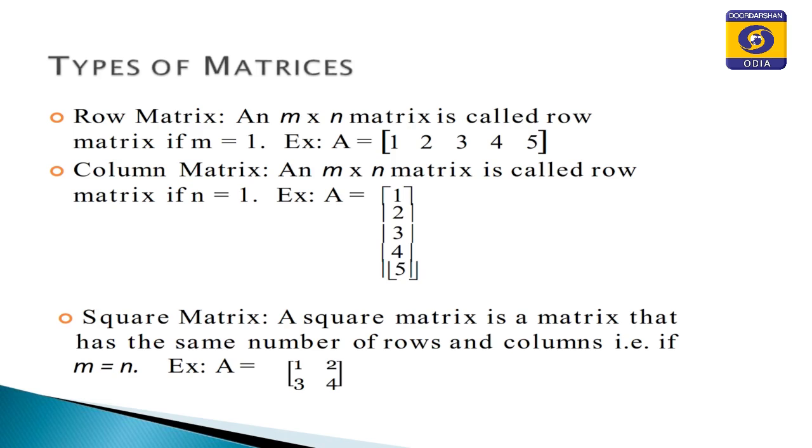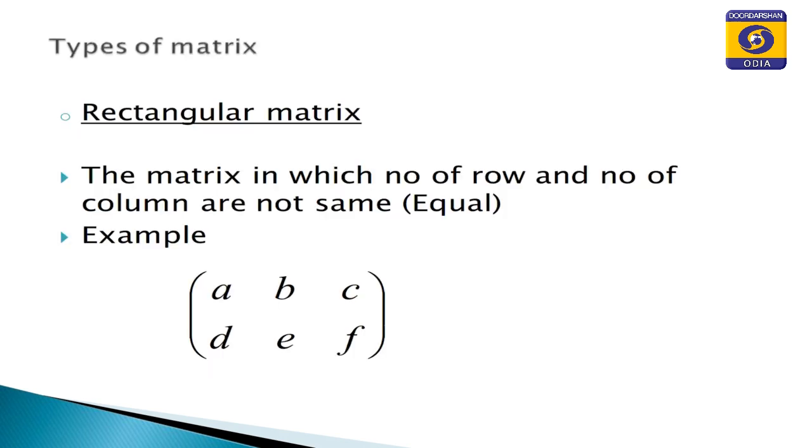Similarly, a column matrix: a matrix is said to be a column matrix if it contains only one column. That is, an m cross n matrix is called a column matrix if n is equal to 1. Next, what is a square matrix? If the number of rows is equal to the number of columns, then it is said to be a square matrix. Here is the example 1, 2, 3, 4, that is a square matrix. Next is the rectangular matrix. A matrix is said to be rectangular if the number of rows and the number of columns are unequal. Here is A, B, C, D, E, F, an example of a rectangular matrix.